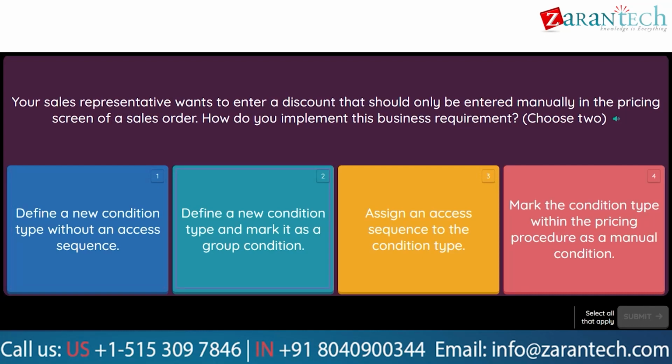Option 2: define a new condition type and mark it as a group condition. Option 3: assign an access sequence to the condition type. Option 4: mark the condition type within the pricing procedure as a manual condition.